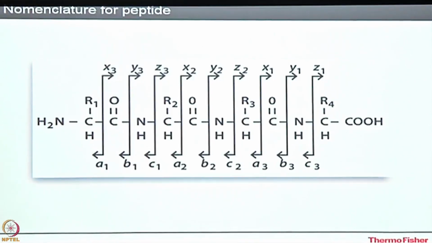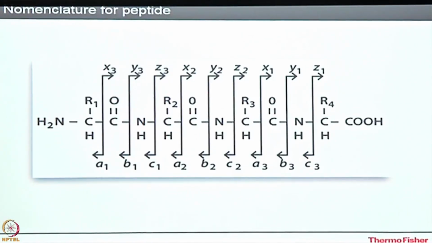Okay. So now when you apply voltage to fragment the molecule in MS2, these 3 bonds, C alpha-C, C-N, and N-C alpha, can be broken. Any one of them can break. If the C alpha-C bond is broken, then the N terminal side is called the A ion, and the C terminal side is called the X ion. In the same way, C-N, which is the peptide bond, gives B and Y ions, and if it is the N-C alpha bond, then it is called the C and Z ions.